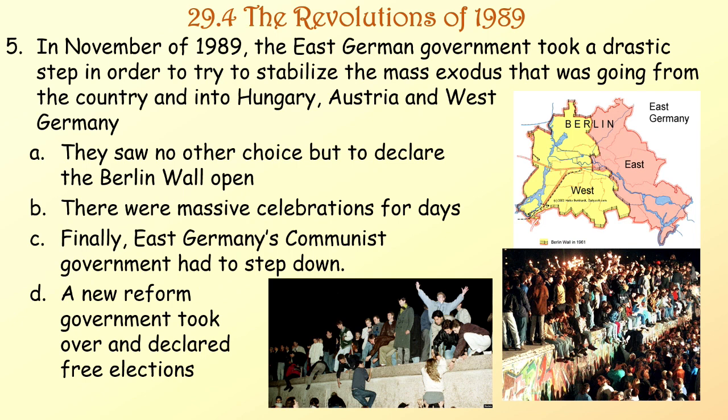In November of 1989, the East German government took a drastic step in order to try to stabilize this mass exodus that was going on from the country and into Hungary, Austria, and West Germany. They saw no other choice but to declare the Berlin Wall open. There were massive celebrations for days, and finally, East Germany's communist government had to step down, and a new reform government took over and declared free elections.